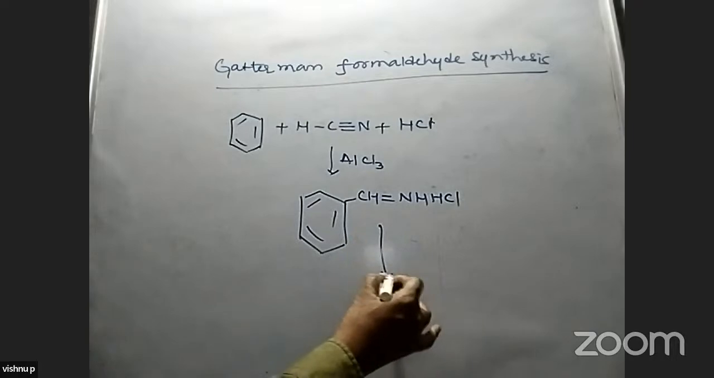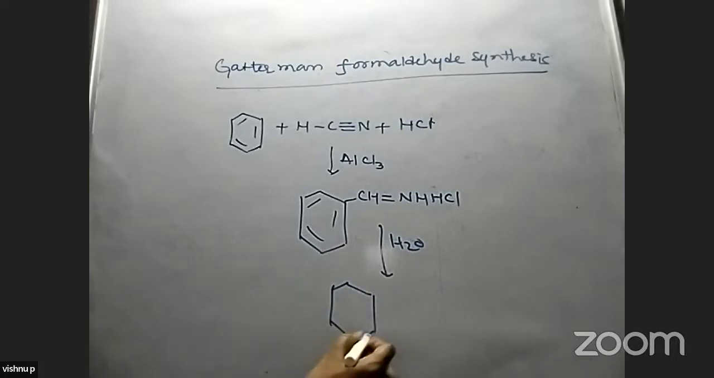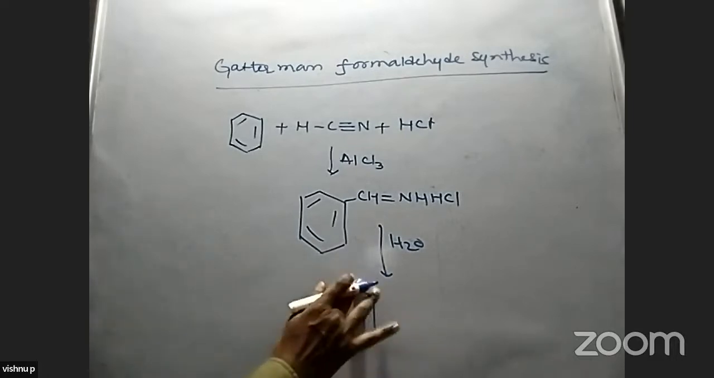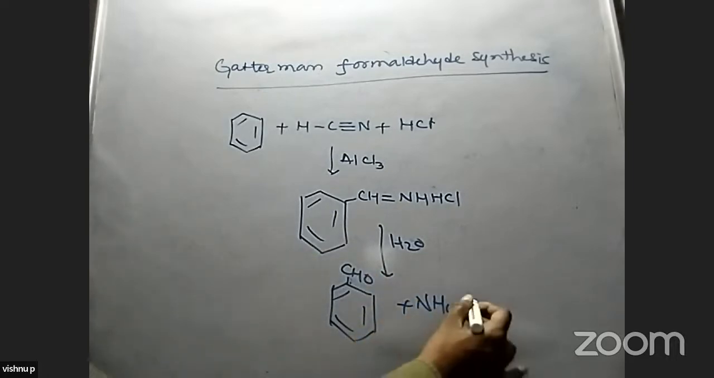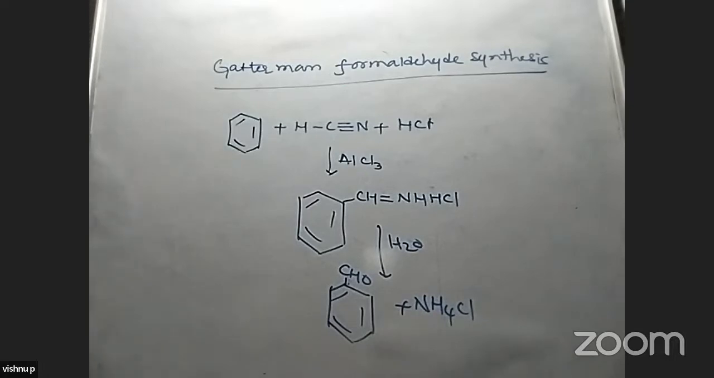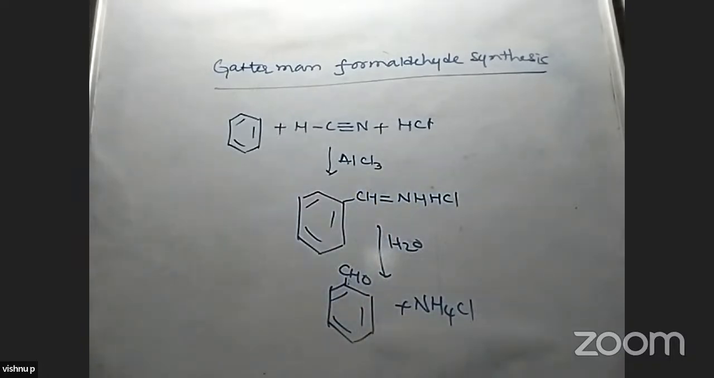Again, it is treated with excess of water. So what type of compound is formed in this reaction? We get benzaldehyde, along with ammonium chloride. This oxygen is added here, and we get a benzaldehyde compound. This is called the Gattermann formaldehyde synthesis reaction. This preparation method is used to prepare aromatic compounds.